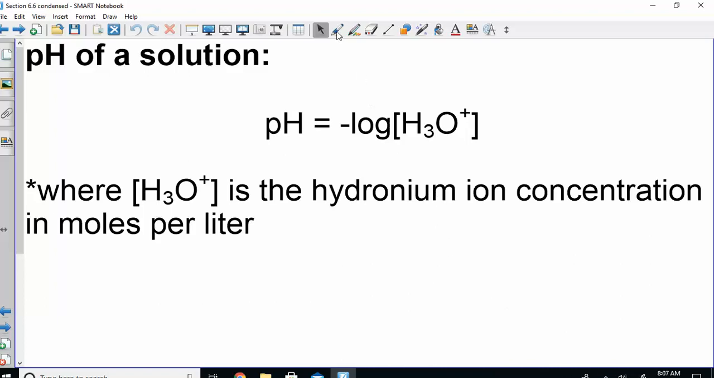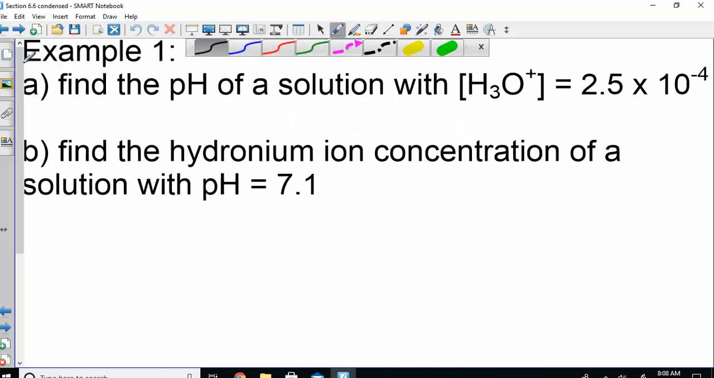So pH is actually calculated by doing a log. It's the opposite of the log of H3O+. Okay, that's the hydronium ion concentration of a solution. So for example, everybody will need a calculator. So pull out your Chromebooks.